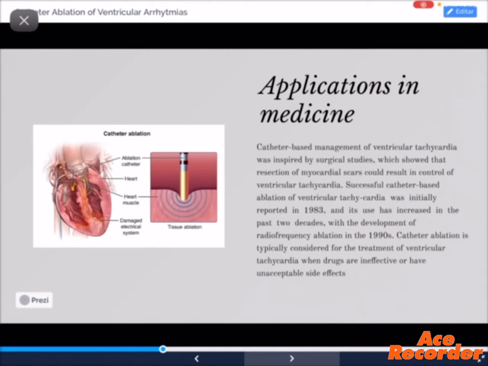Then we have to talk about applications in medicine. That is, here I refer to the procedure that is catheter-based management of ventricular tachycardia.